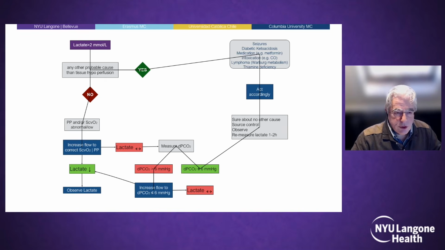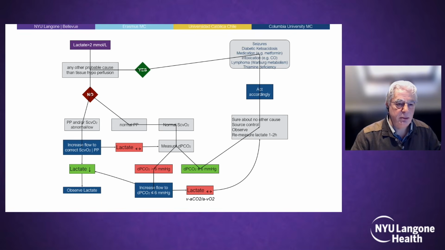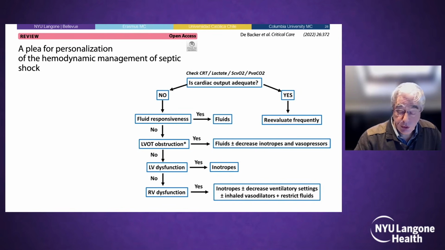If also, again, delta PCO2 normalized after your additional treatment, but lactate doesn't change, something else is going on. You could do the CO2 over O2, but most likely in clinical practice, something else is going on and you missed something. So this is the complete algorithm that was published in the 10 pitfalls of lactate. Now, I didn't go into what you should do. I just said you have to increase flow when this is the case.